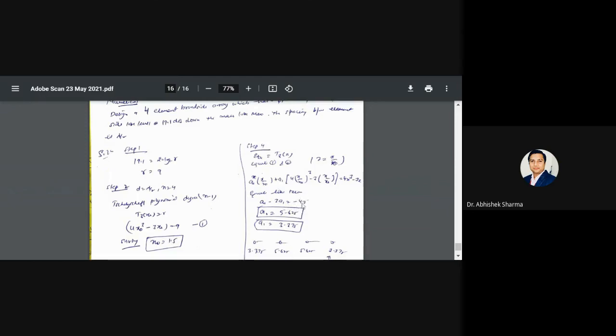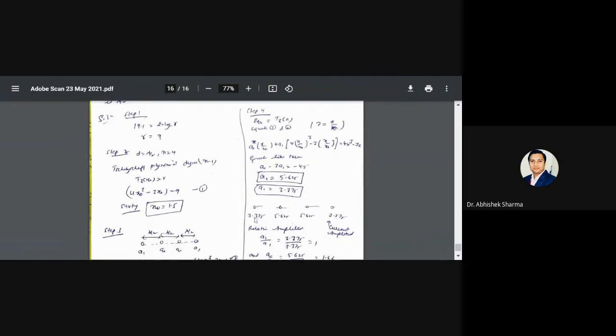Similarly, equating the factors of x cube, we get 4a1 by x naught cube is equal to 4. So 4a1 is equal to 4 multiplied by x naught cube. Putting the value of x naught cube from here, we get a1 is equal to 3.375 and a naught is equal to 5.625.